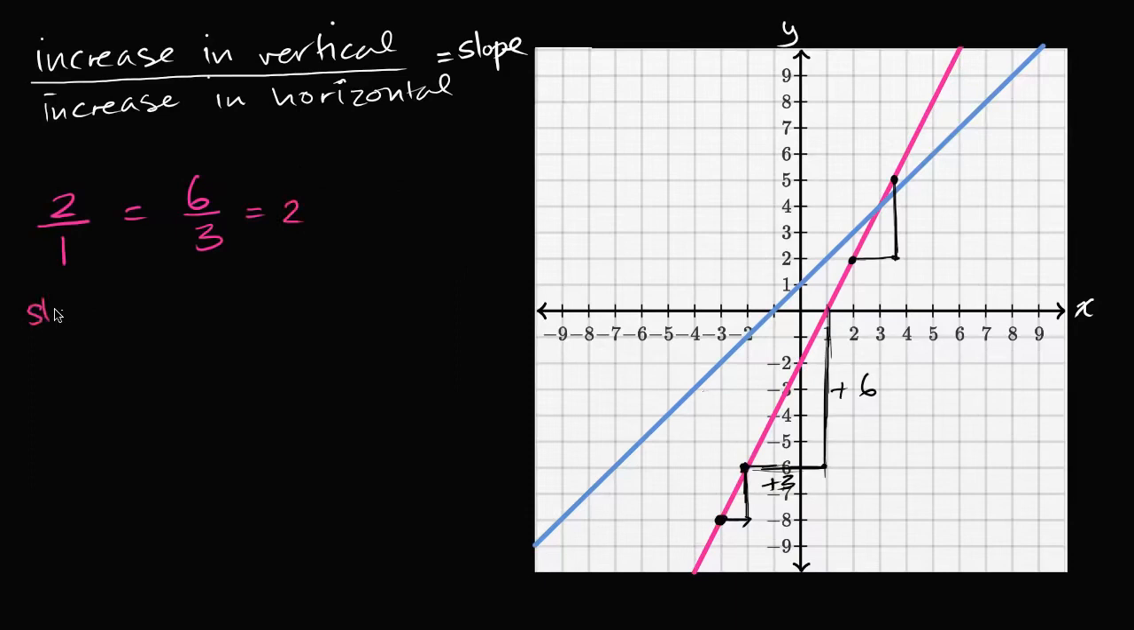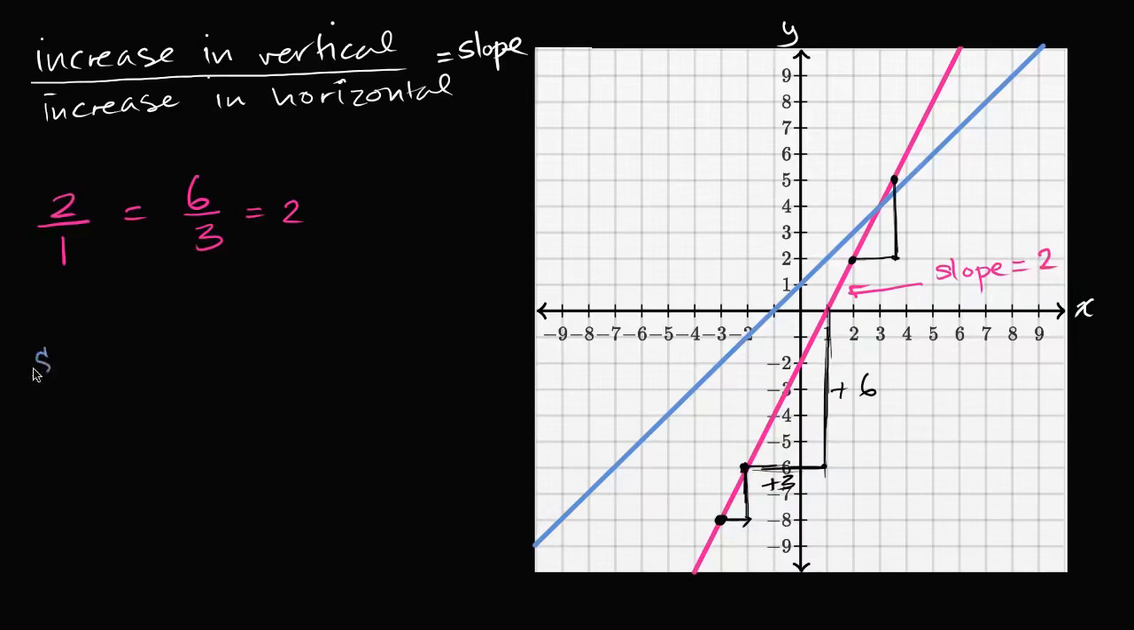So let me write this down. The slope of that line is going to be equal to 2. And one way to interpret that is, for whatever amount you increase in the horizontal direction, you're going to increase twice as much in the vertical direction. Now, what about this blue line here? What would be the slope of the blue line?